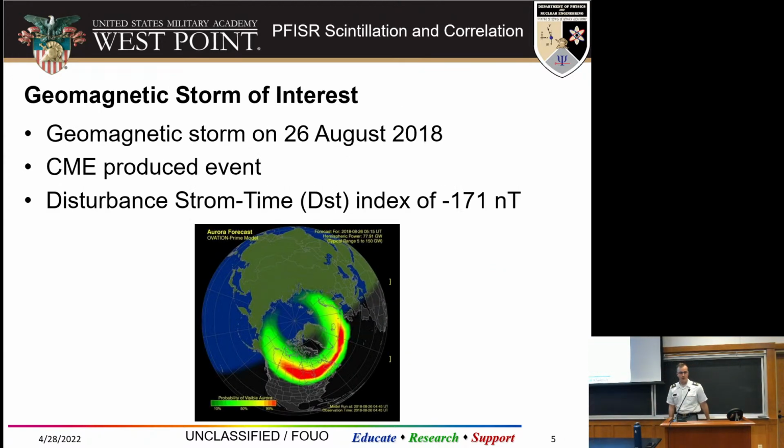The specific storm I'm going to be looking at for this correlation study is the geomagnetic storm of August of 2018. It was a coronal mass ejection, CME-produced event. That was rare for the time that it happened, considering that it was coming out of a solar minimum. The DST index was recorded to be about negative 171 nanoteslas. For reference, the threshold for something to be considered a geomagnetic storm is around negative 50 nanoteslas. So it's well below the threshold of a geomagnetic storm.